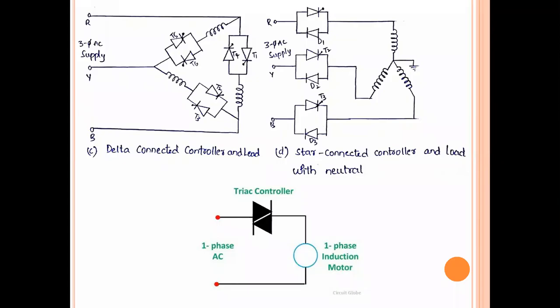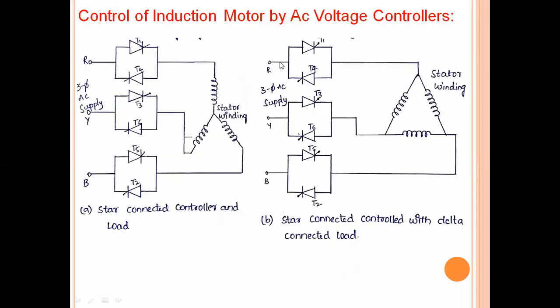And similarly, we have seen different figures here for the three phase also. The circuits shown in these figures are the three phase balanced circuits with six thyristors. You can see here you will find six thyristors. Here you will find six thyristors. Here also you will find six thyristors.